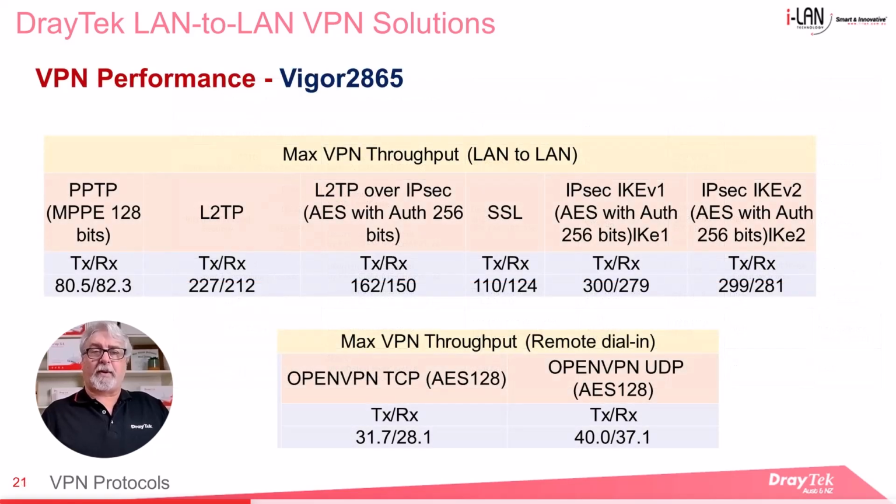Also worth noting is that VPN performance is affected by the VPN protocol selected. The table here shows the VPN throughput for the Vigor2865 router. As we can see here, PPTP and SSL provide the slowest throughput, and IPsec has the best performance. OpenVPN has the worst performance due to its high overhead.